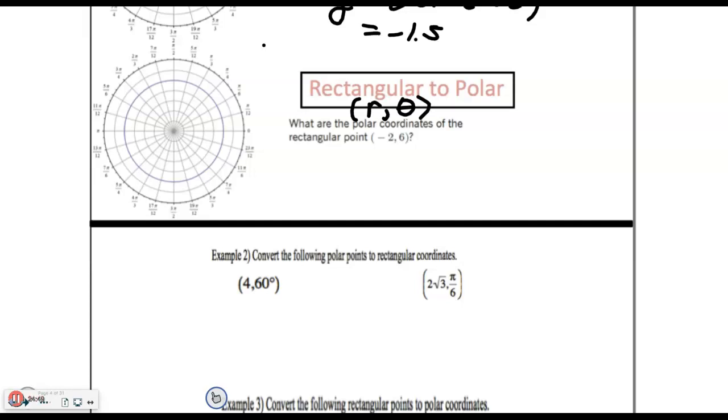And I know negative 2, 6 would be negative 2, and then I'm going to go like this. This is why they call it rectangular, because 2, 3, 4, 5, 6. I kind of head over. It's somewhere up in here is negative 2, 6.